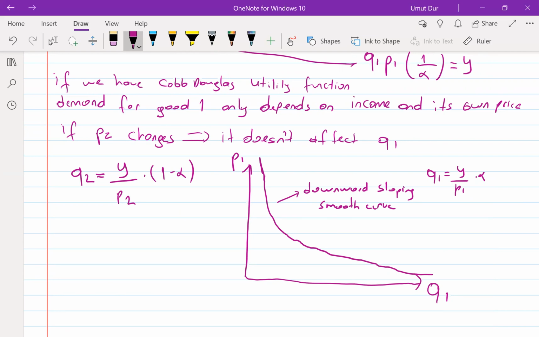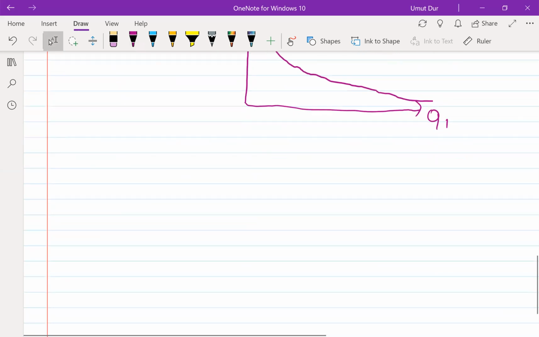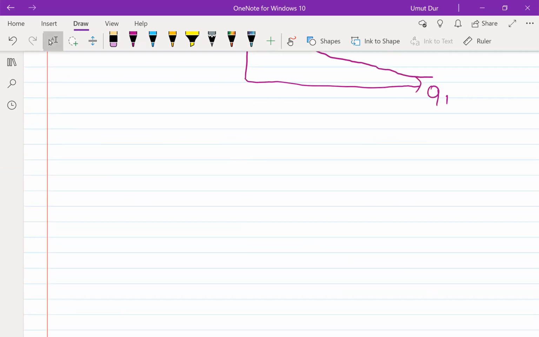Any questions so far? No question. Okay, so let's do another extreme here. Another example where we will derive the demand curve from the consumer choice is perfect substitution.